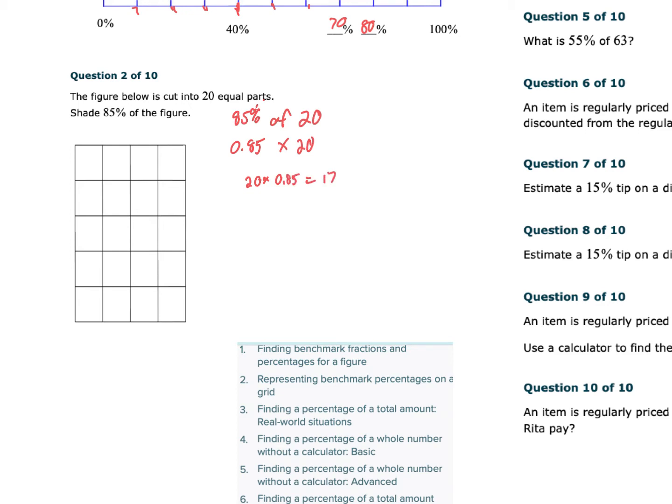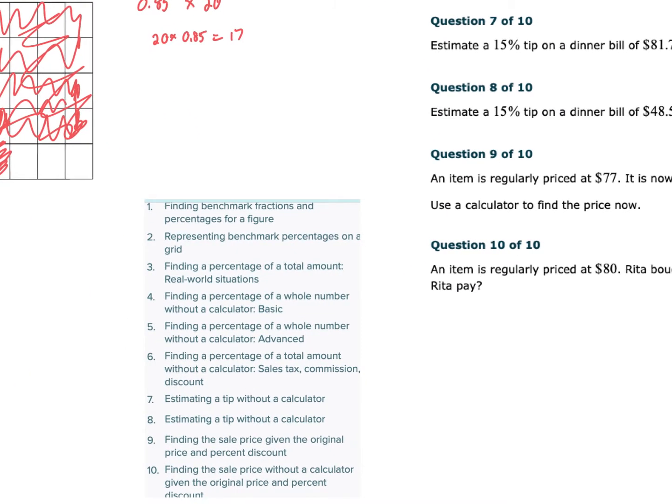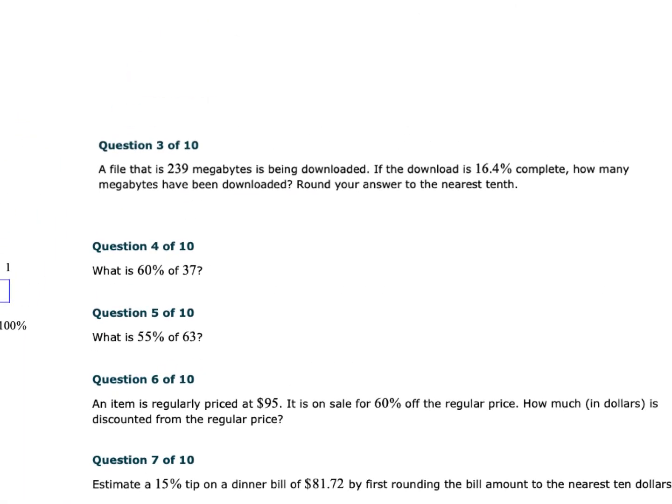So we're going to color in 17 out of 20 of these. We could also look at it other ways. Right now I'm at 4 out of 5. I'm at 80%. 2 more would be 90%, so just 1 more would be 85%. Lots of ways to think about that. All right. Down below I have the topics listed that we're going over here.